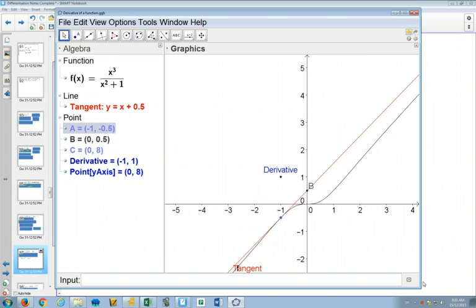But as we get closer to 0, we get a little bend in the graph. And if we plot the point right at -1 and draw that tangent, we notice the slope of that tangent is 1. And if we wanted to find the equation of that tangent line, it would be y equals x plus 0.5.